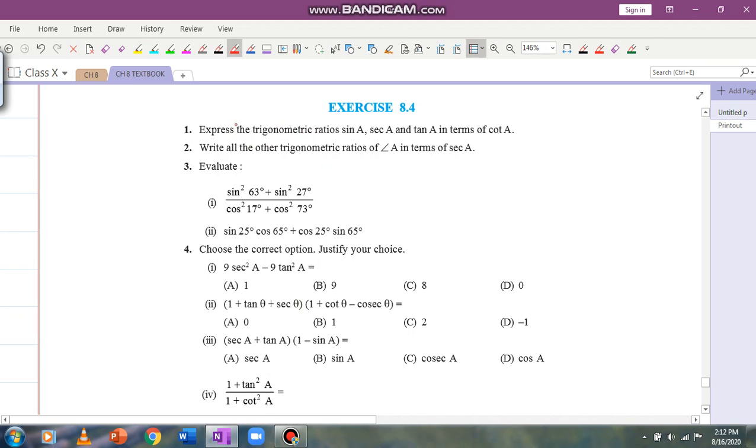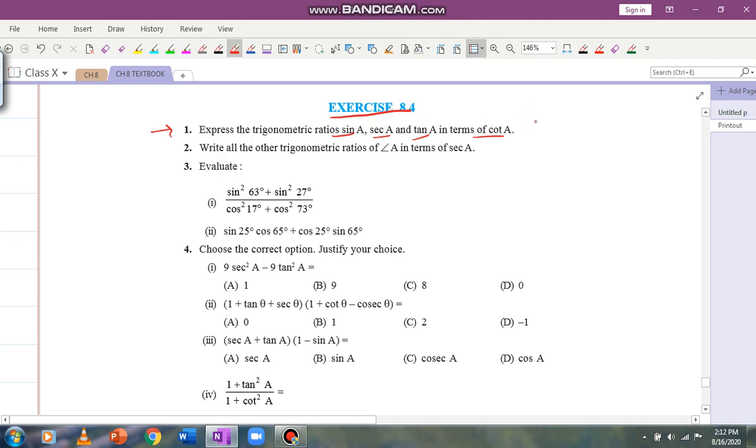So this is the question that we were doing from exercise 8.4, question number 1. We have to express the trigonometric ratios of sine, secant and tan in terms of cot A. So you want to write down the relation between each of these three with cot A. And it's not necessary to write down the answer in order. You can start with any of three ratios.